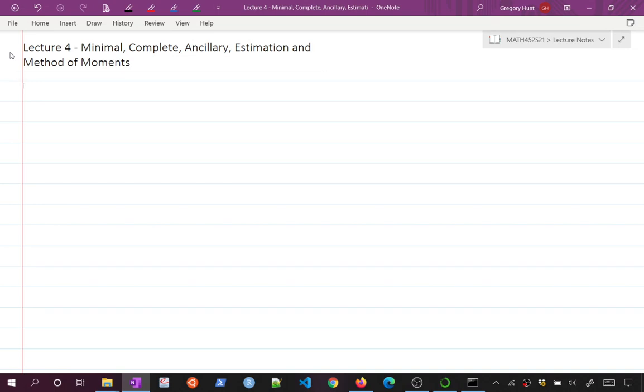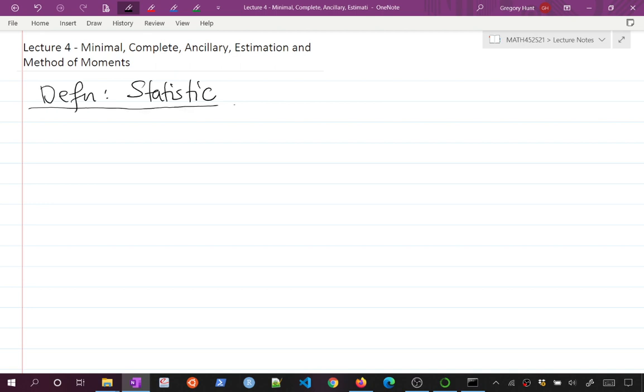Today's lecture, lecture 4, is going to talk about some properties of estimation, of estimators, of statistics, and then we're going to get to our first method of creating estimators called the method of moments. The first thing that I want to do is start off by revisiting our definition of a statistic.